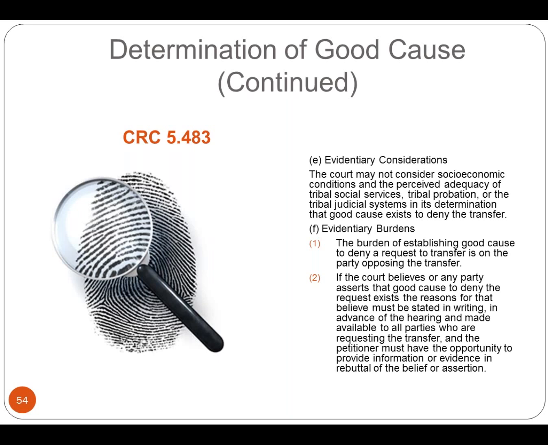As far as evidentiary burdens, the burden of establishing good cause to deny a request to transfer is on the party opposing the transfer. And if the court believes or any party asserts that good cause exists, the reason for that belief must be stated in writing in advance of the hearing and made available to all parties who are requesting the transfer. And the petitioner must have an opportunity to, again, provide rebuttal evidence.